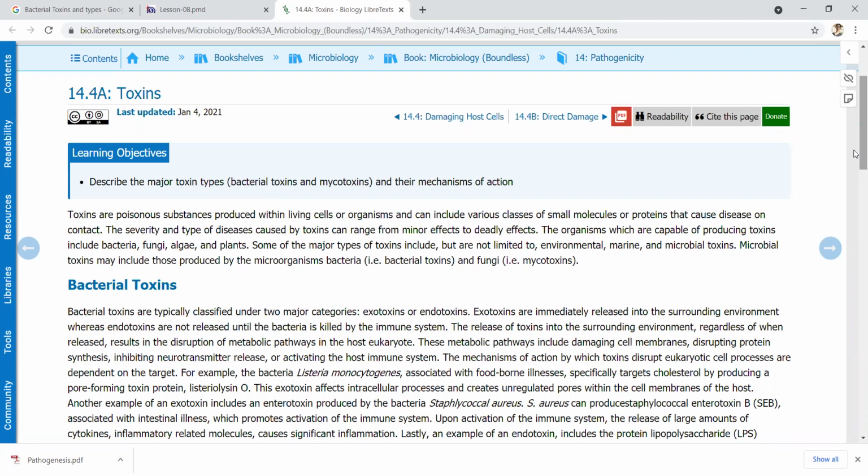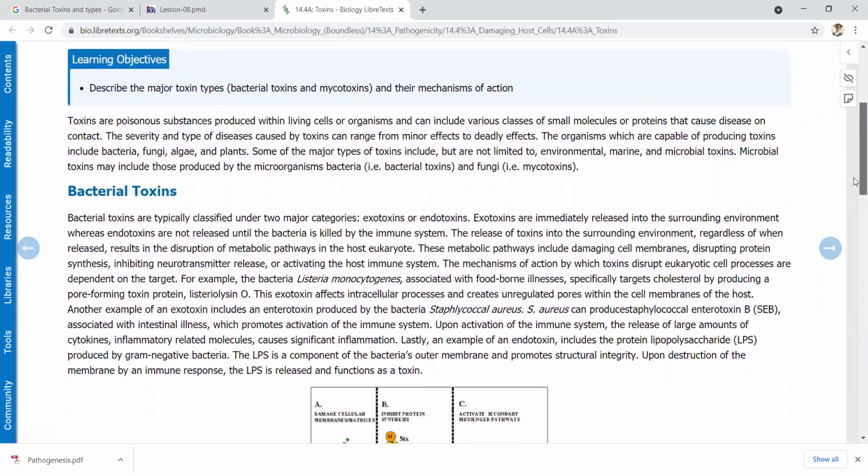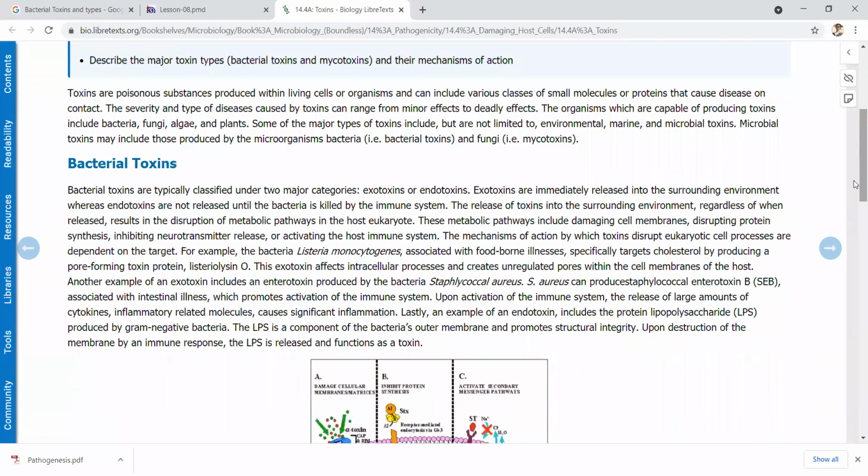Now, Staphylococcus aureus produces staphylococcal enterotoxin B. This particular toxin is associated with intestinal illness. When it targets the intestine, it promotes activation of the immune system. Upon activation, a large amount of cytokines and inflammatory-related molecules get released, and finally it causes significant inflammation in the intestine.